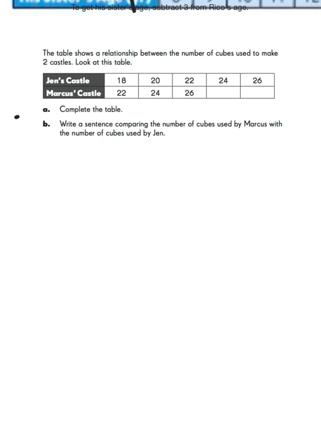When Jen uses 24 cubes, how many cubes is Marcus going to need? He's going to need 28. You're going to add 4 to whatever Jen uses. When she uses 26, Marcus is going to need 30 cubes. You're going to add 4.